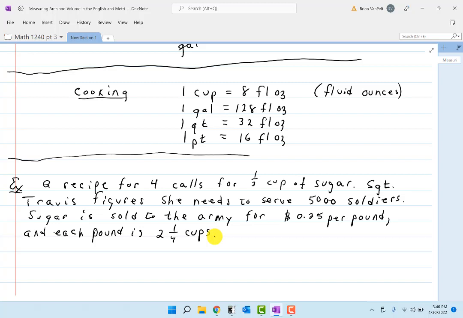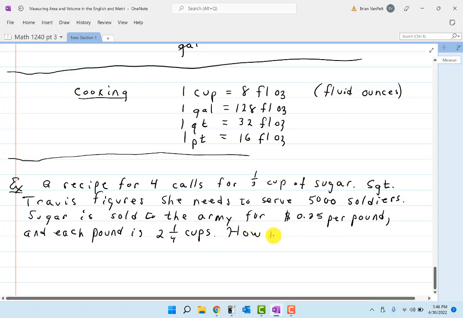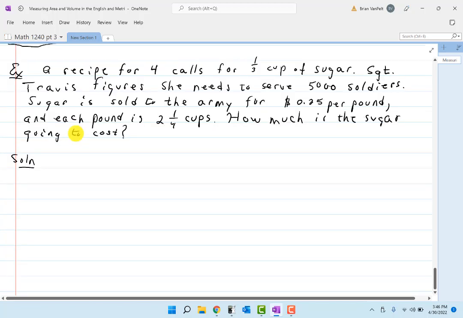Now, 1 pound of molasses may have a different number of cups because it weighs differently. So anyway, Sergeant Travis is probably going to have to put in for this order, so she needs to know how much the sugar is going to cost. Well, notice the recipe calls for 4. So what we first need to do is 5,000 divided by 4, that's going to equal 1,250 servings.